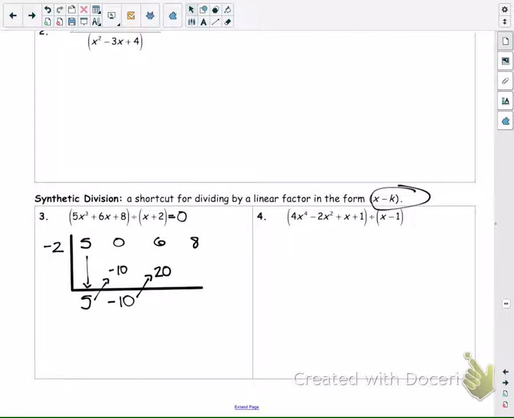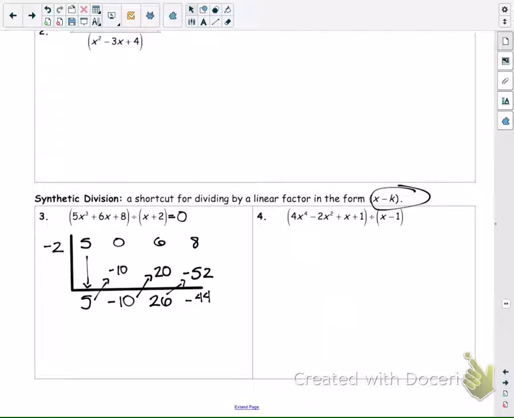26. Okay. Negative 2 times negative 26 gives me what? Negative 52. When I add down my last column, that's going to give me what number? Negative 44. Now, how you write your answer out, you start labeling from the last number that you got.